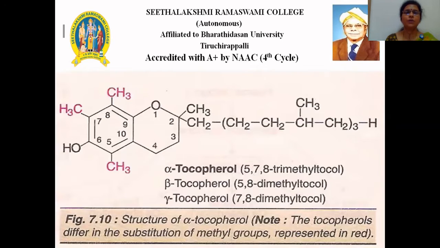This is the picture showing the structure of alpha tocopherol, beta tocopherol, and gamma tocopherol. The methyl group varies. In the case of alpha tocopherol, the methyl group is present in the 5th, 7th, and 8th position, and hence it is called 5,7,8 trimethyl tocol. In the case of beta tocopherol, the methyl group is present in the 5th and 8th position of the tocol nucleus, and it is called 5,8 dimethyl tocol. And in the case of gamma tocopherol, the methyl group is present in 7 and 8, and hence it is called 7,8 dimethyl tocol.